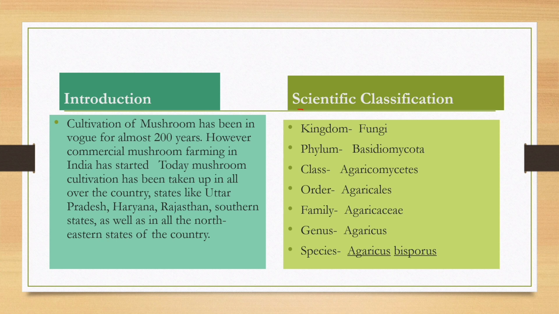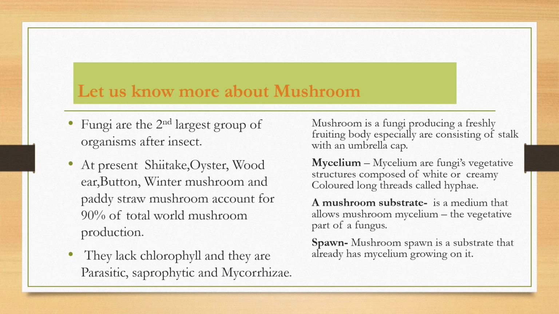Now coming to the scientific classification: kingdom is fungi, phylum is Basidiomycota, class is Agaricomycetes, order is Agaricales, family is Agaricaceae, genus is Agaricus, and species is Agaricus bisporus. When we see the oyster mushroom, the family is Pleurotaceae, genus is Pleurotus, and species is Pleurotus ostreatus. So let us know more about mushroom.